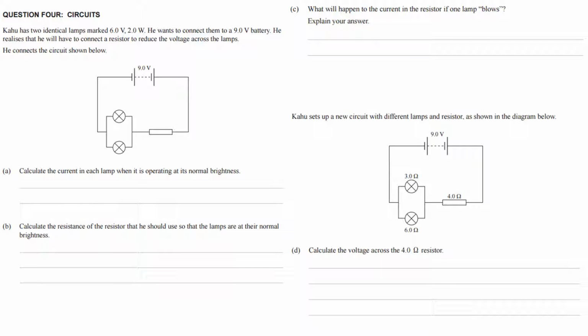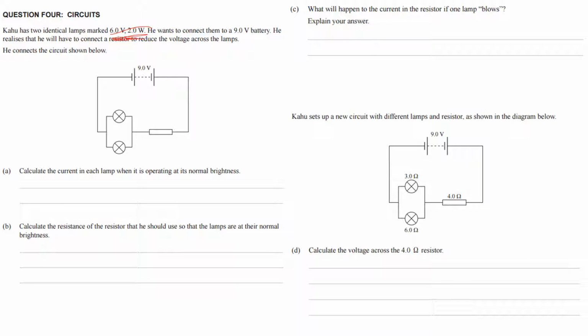Okay, question 4 is all about a direct current. So you can see we've got a couple of circuit diagrams here. You should recognize the components here. We've got a battery, 9 volts. We've got 2 lamps with their specifics given up here. Okay, and we have a resistor. So let's have a look at the first question.